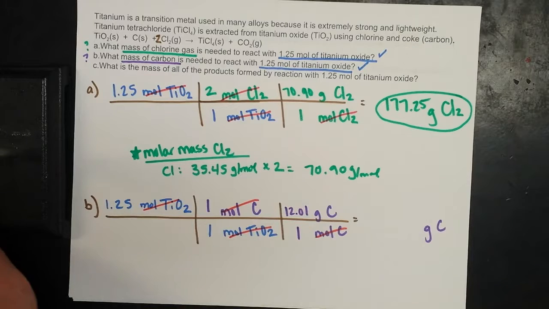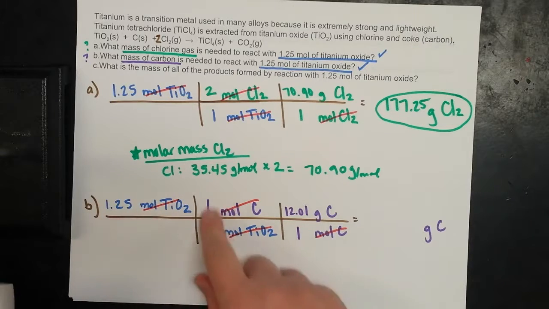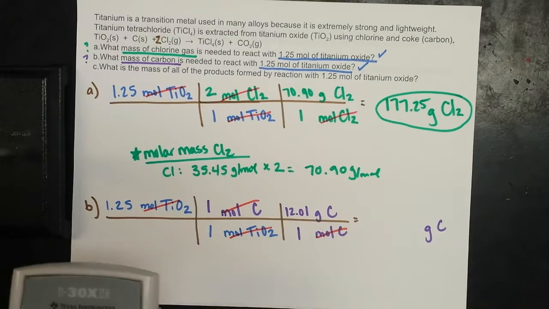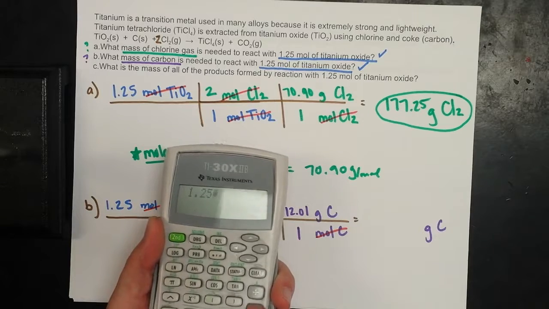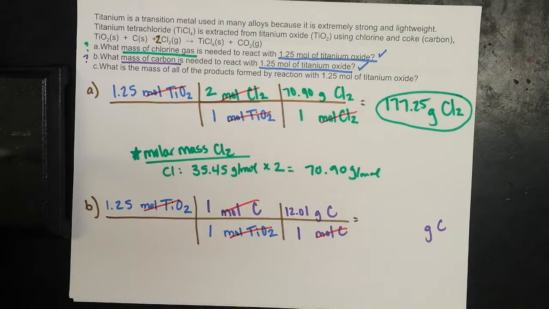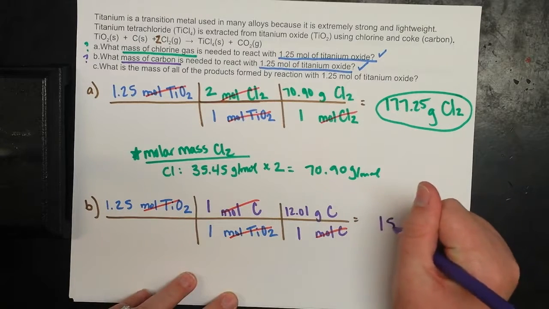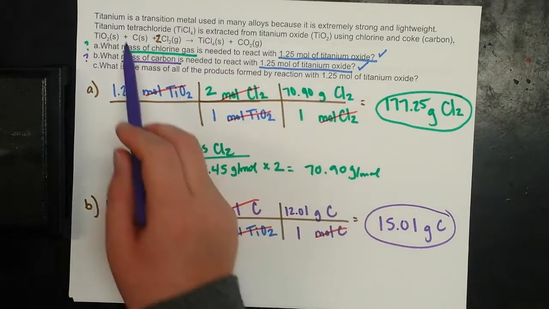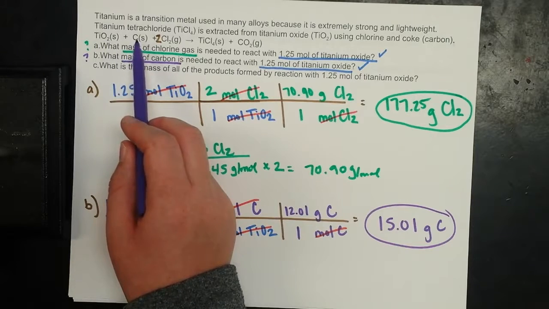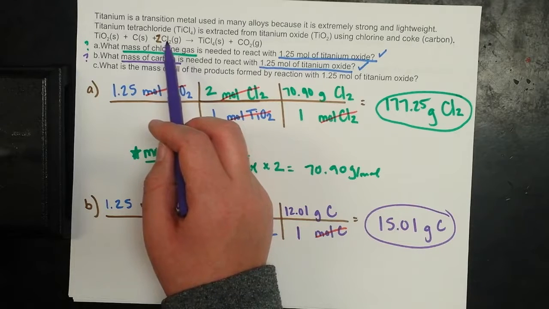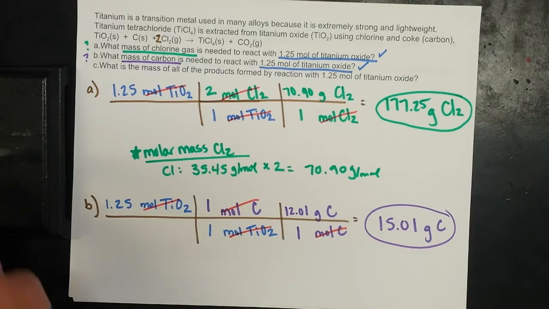Okay, so to calculate this now, I'm going to take 1.25 times 1, so I'm just going to skip this step since it is all 1, times 12.01. So 1.25 times 12.01, I get 15.01 grams of carbon. So if I have 1.25 moles of titanium oxide, I need to react it with 15.01 grams of carbon and 177.25 grams of chlorine.